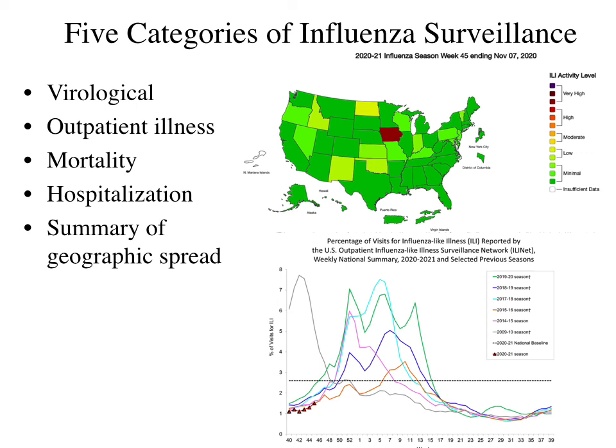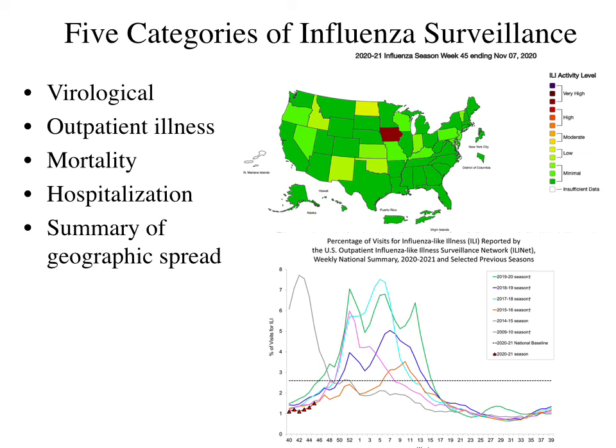Mortality surveillance is done. Rapid tracking of influenza-associated deaths is a major way to keep track of what's going on. Hospitalization surveillance is done. Laboratory-confirmed influenza-associated hospitalization in children and adults are monitored through the Influenza Hospitalization Surveillance Network, or FluSurv-NET. And then we have the summary of geographic spread of influenza.